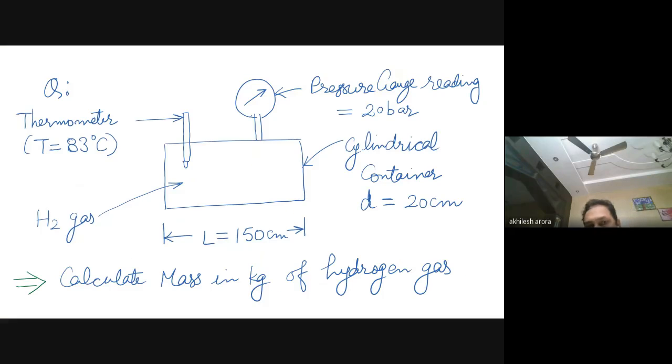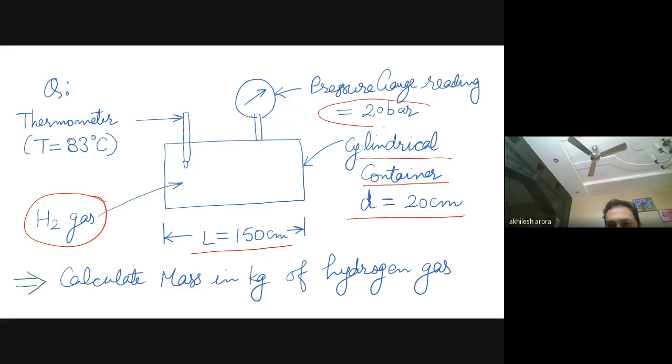Now I have a question for you. You can note down this question and solve it. You can take a print screen or write it down. There is a cylindrical container containing hydrogen gas, H2. Its diameter is 20 centimeter and its length is 150 centimeter. There is a pressure gauge showing a reading of 20 bar. There is a temperature gauge showing a temperature of 83 degrees Celsius, and you have to calculate the mass in kgs of the hydrogen gas.